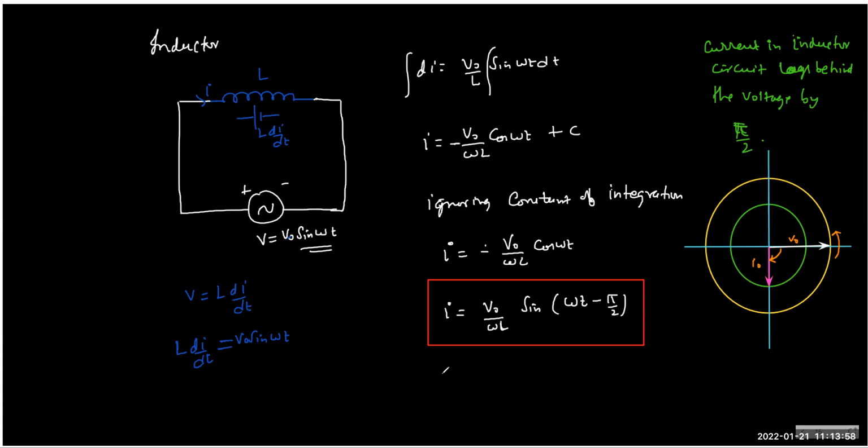So now let's talk about something, I naught, which is what is I naught? I naught is V naught by omega L. And if you compare, we write this as XL. And what is XL? This is called the inductive reactance, and it is simply omega L, and the relationship is quite linear.